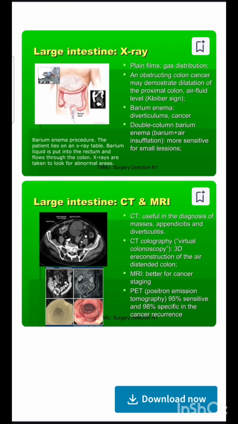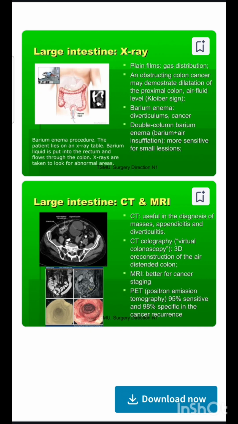Then X-ray: if you take plain films, you get the gas distribution, and obstructing colon cancer may demonstrate dilatation of the proximal colon, and an air-fluid level will be there, which is the Cloblier sign. Then barium enema, you can see diverticulum and cancers. Double contrast barium enema uses barium and air, and it is more sensitive for small lesions.